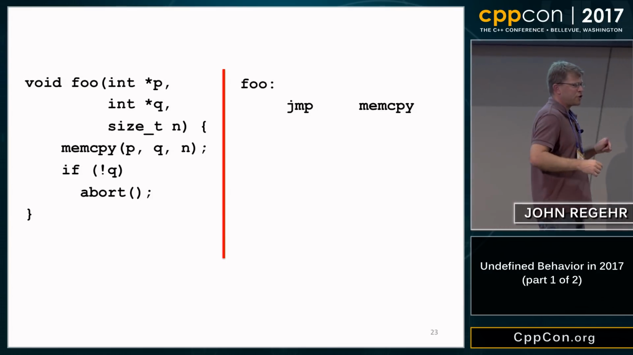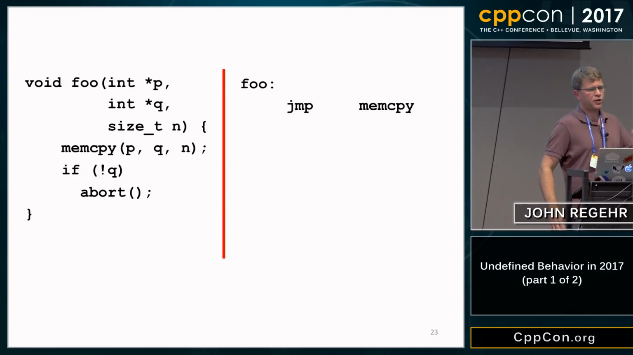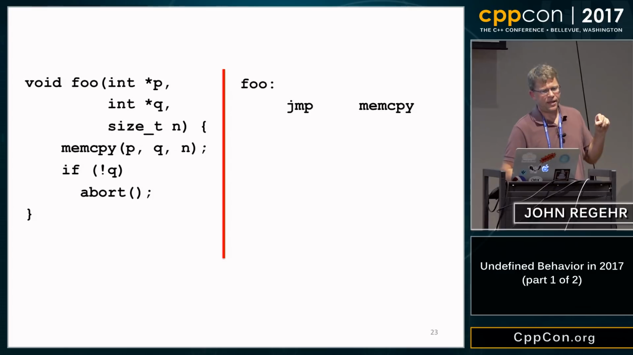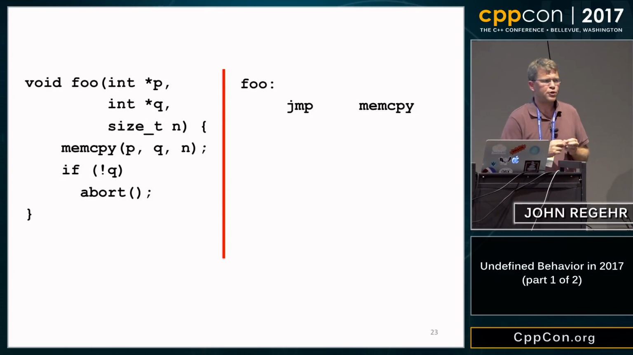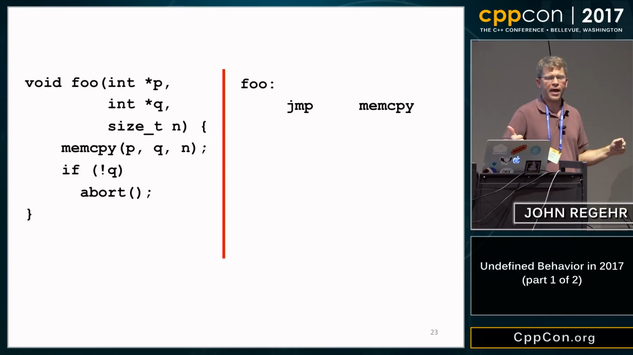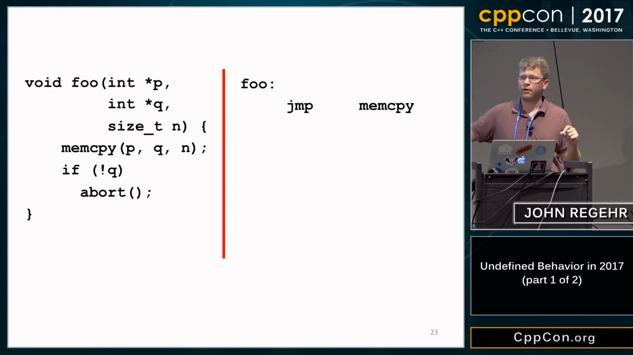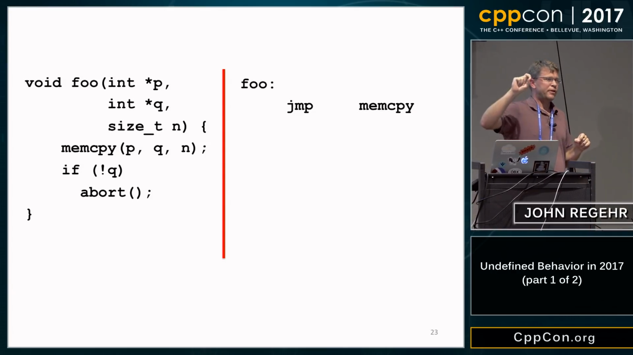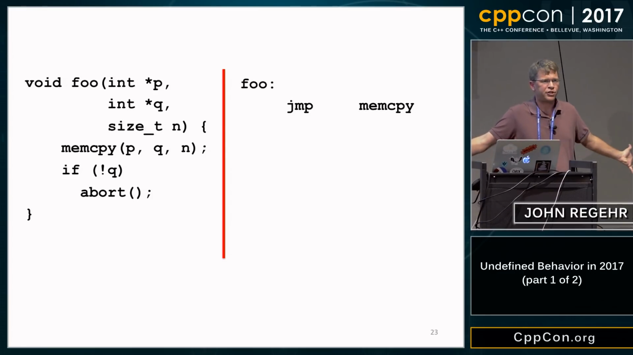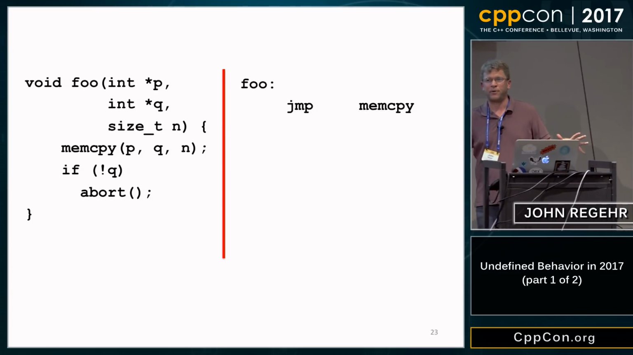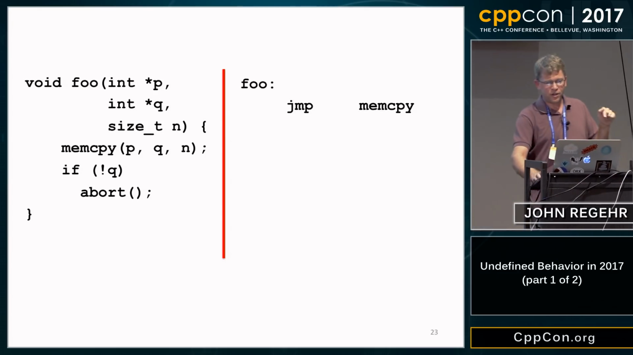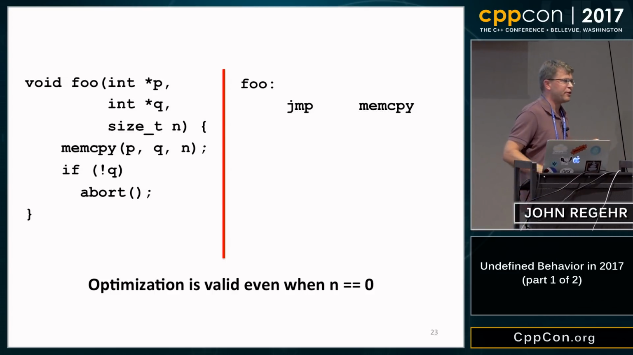So here's another function. This one calls memcopy, and then if the source pointer was null, aborts. It should be no surprise, right, that the jump to memcopy occurs, because if it was null, that memcopy would have crashed anyway, right? So at first glance, this looks just like the previous example, but it's not, because n could have been 0.